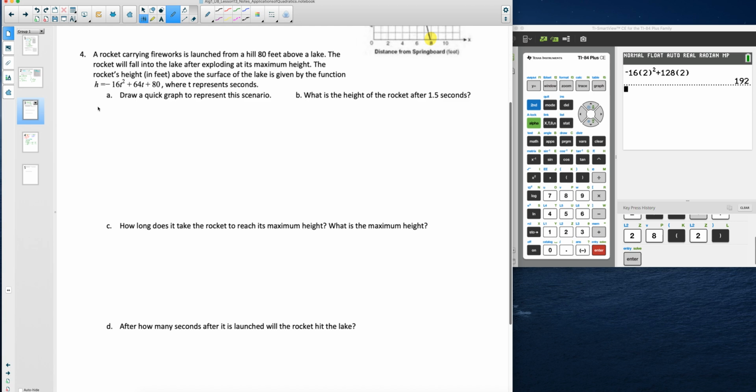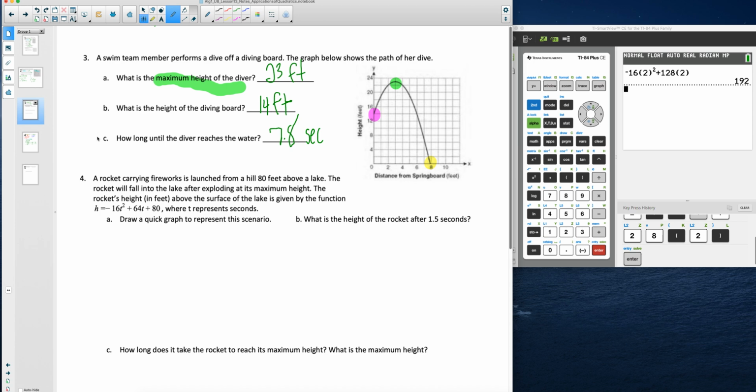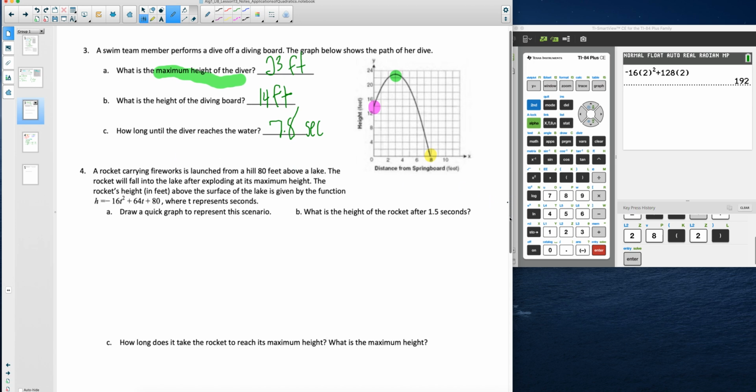So if we just draw a quick, I'm not sure why it moved back up here. So let me scroll back down here.